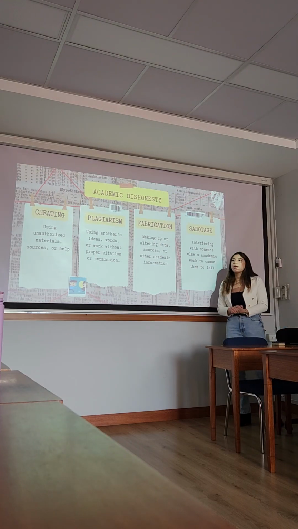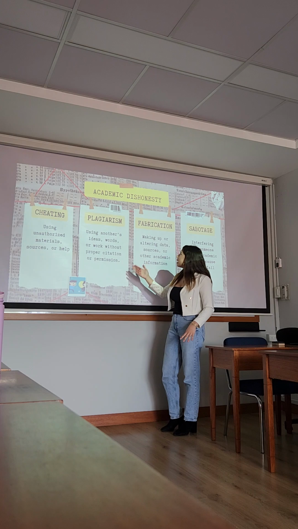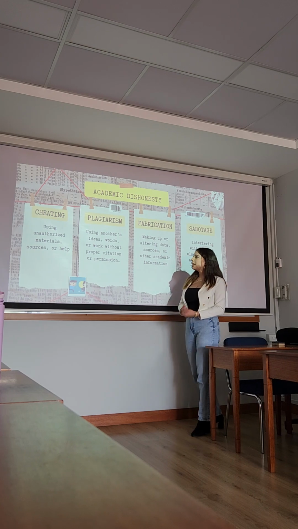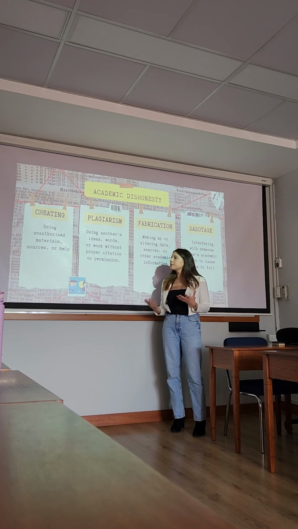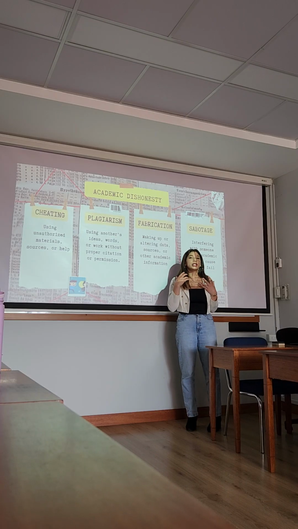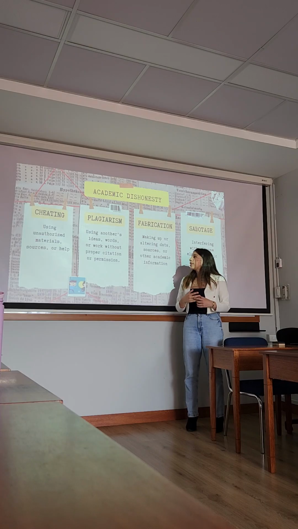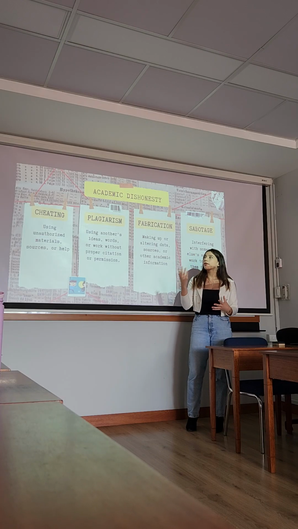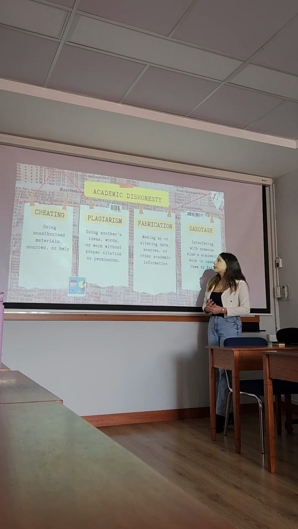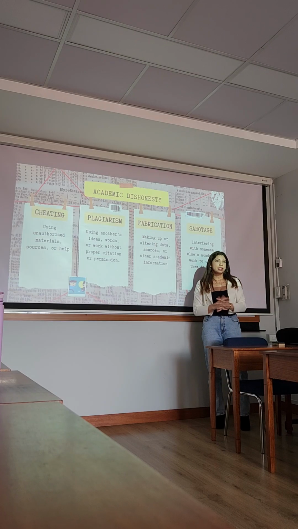So first, let's talk about academic dishonesty. Let's talk about the 4 types: cheating, plagiarism, fabrication, and sabotage. Cheating is when you use unauthorized materials, sources, or help. Plagiarism is when you use another person's words or work or sources without proper citation or without giving them the credit. Fabrication is making up or altering data, or academic data also.